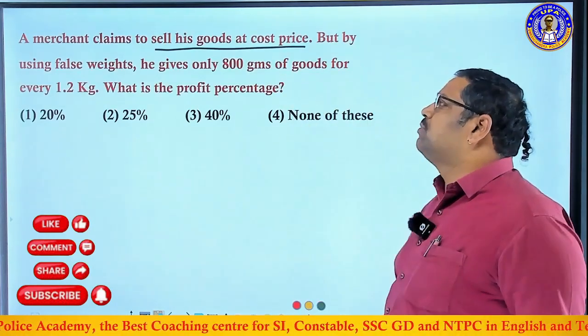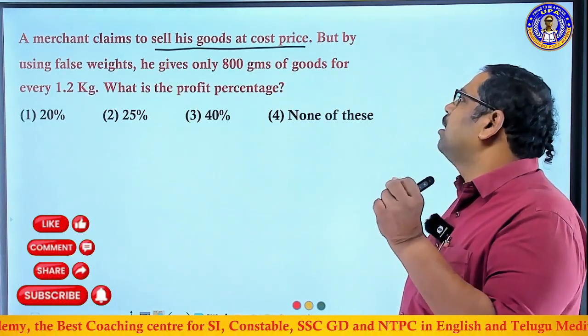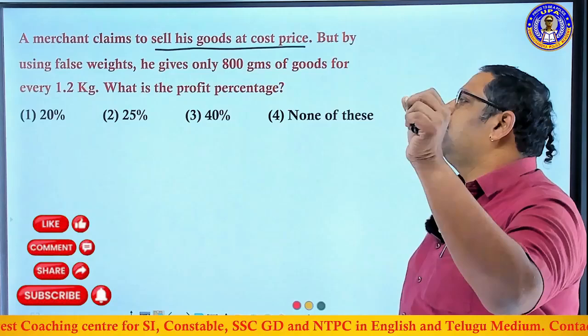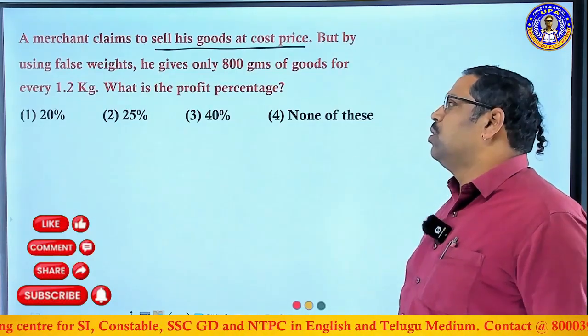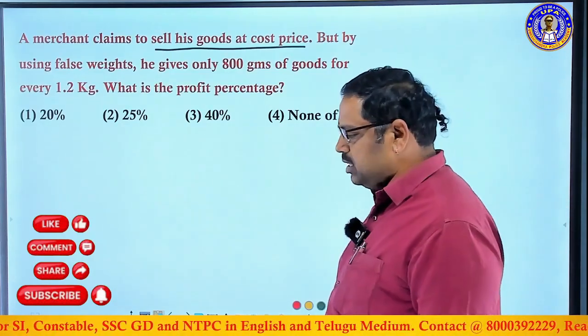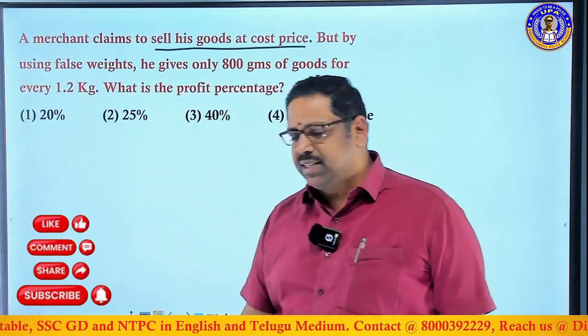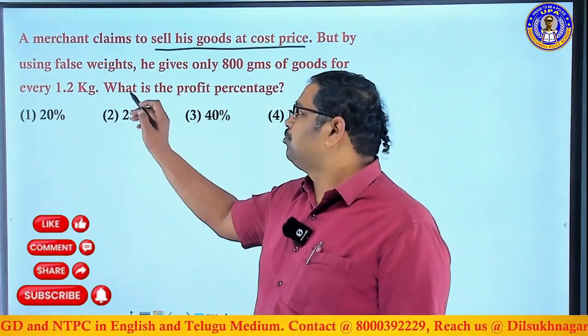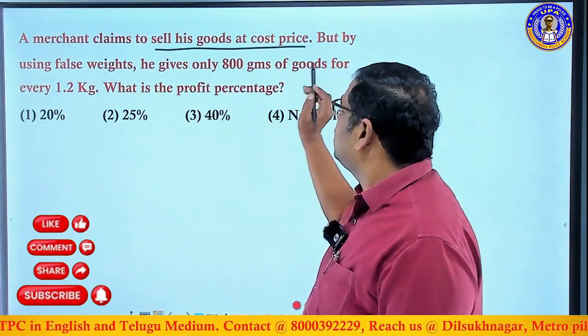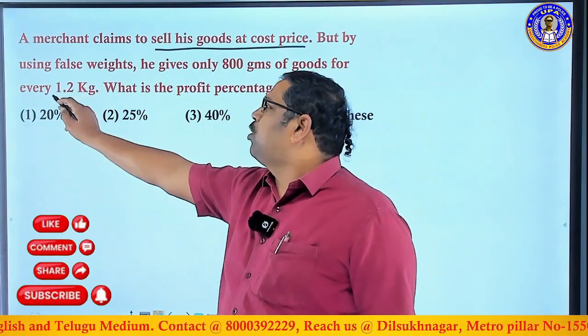But by using false weights, he gives only 800 grams of goods for every 1.2 kg. What is the profit percentage? Yeah, what I will say is simply, observe that. To the customer, I am saying that 1.2 kg.